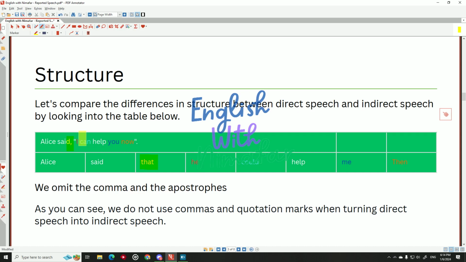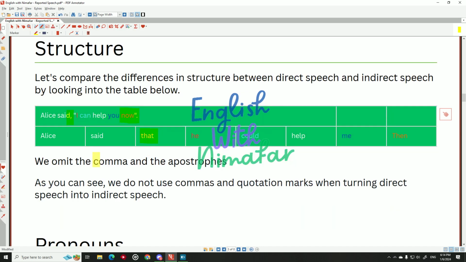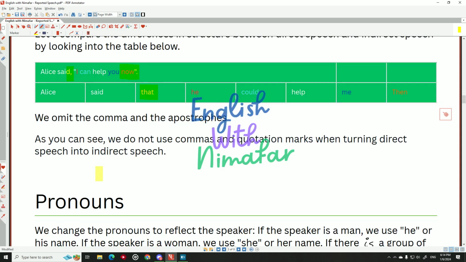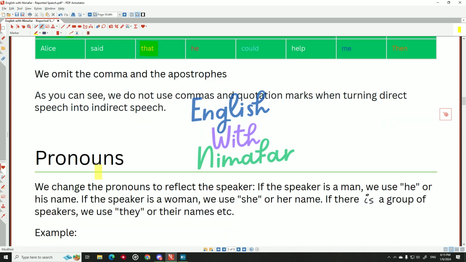Okay, Alice, I can help you. So he means he could help me, right? Now, it's not right now then. We say right then. Okay? We omit. Omit means delete. The comma and the apostrophes. As you can see, we don't use commas and quotation marks when turning direct into indirect. So don't use any kind of punctuation, but period.